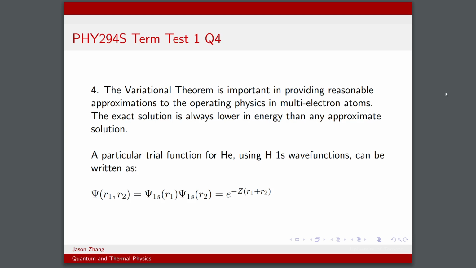First of all, we're given an introduction to the variational theorem. So the variational theorem is important in providing reasonable approximations to the operating physics in multi-electron atoms, as I mentioned earlier. The exact solution is always lower in energy than any approximate solution, so that's important to keep in mind. A particular trial function for helium using hydrogen 1s wave functions can be written as psi of R1, R2 is equal to psi sub 1s of R1 times psi 1s of R2, and this is equal to e to the minus Z times R1 plus R2.